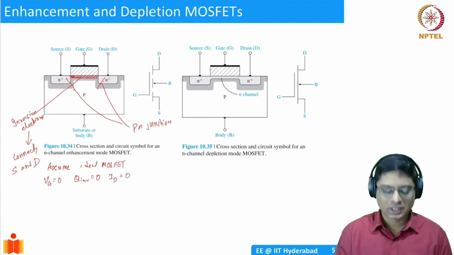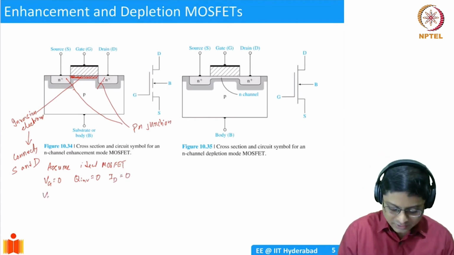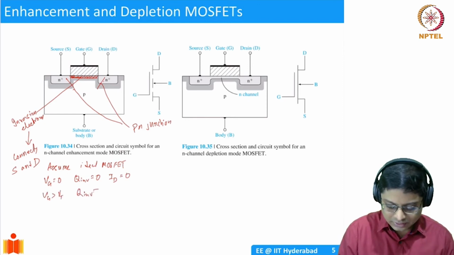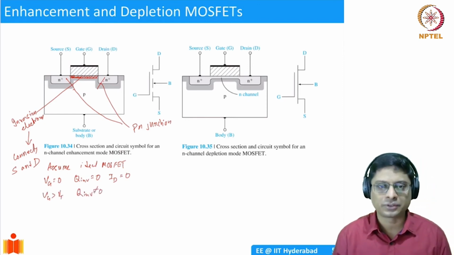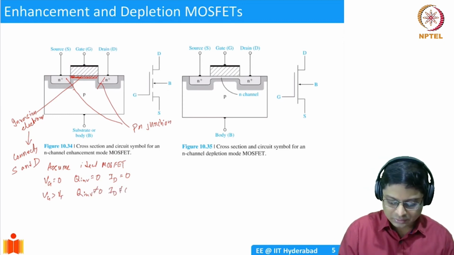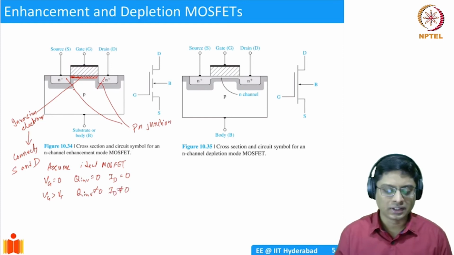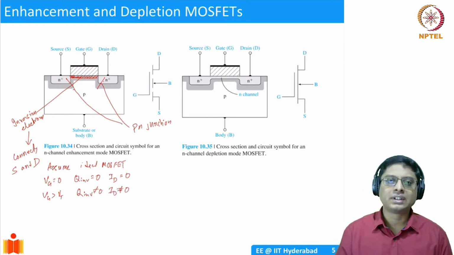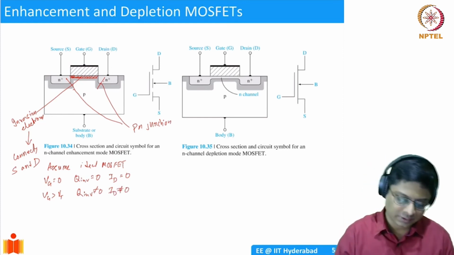But when VG is greater than VT, Q inversion is not equal to 0. There is some substantial amount of inversion charge. So ID is not 0. So current flows. This is what we call an enhancement type MOSFET.